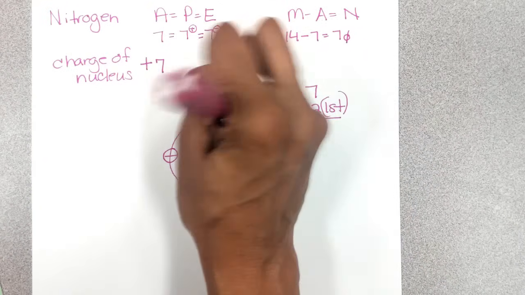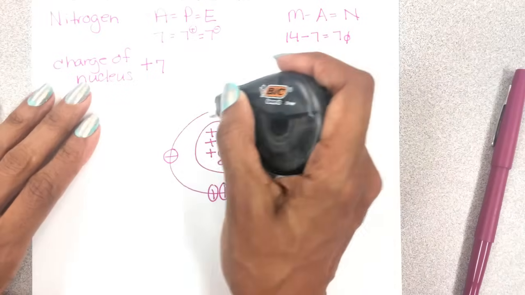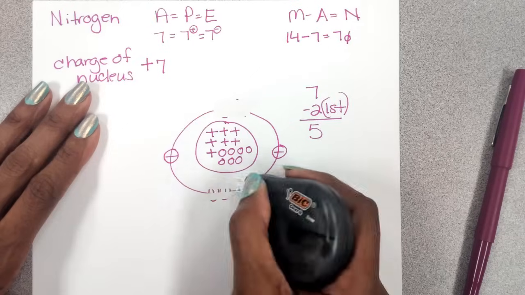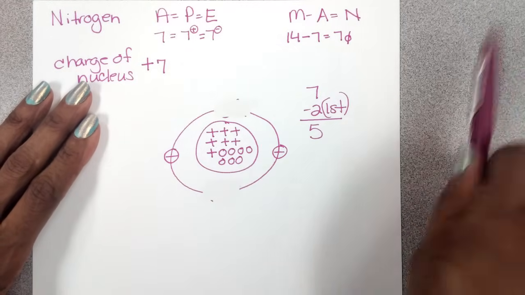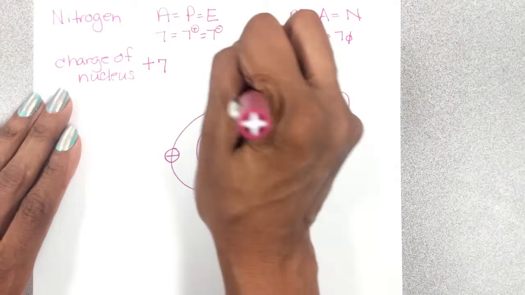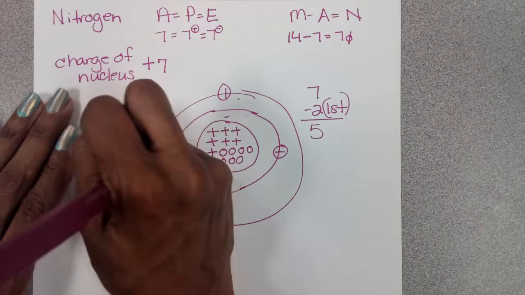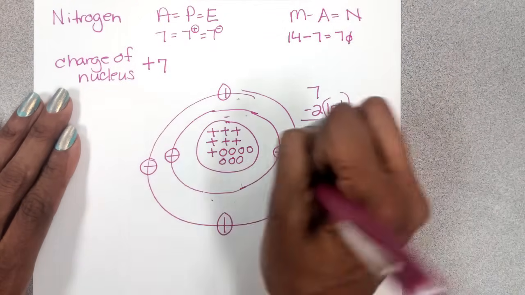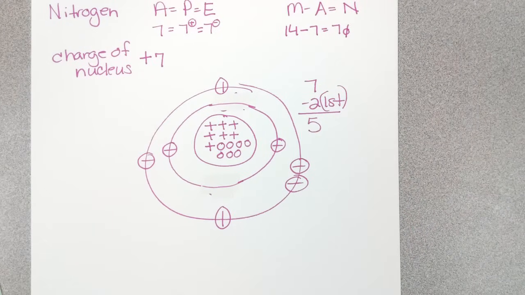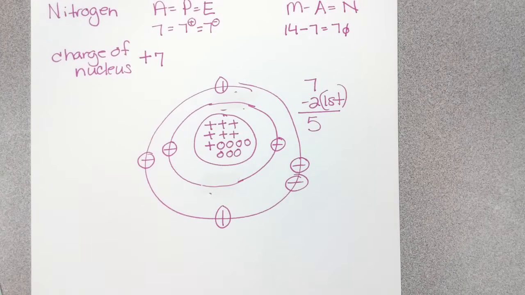Oops, whoops, I forgot to draw my energy level. Oh, hold on, guys. I forgot to draw another energy level. Okay, so this is my first energy level. Here's my second. 1, 2, 3, 4, 5. There we go. Okay, so 2, 3, 4, 5, 6, 7.